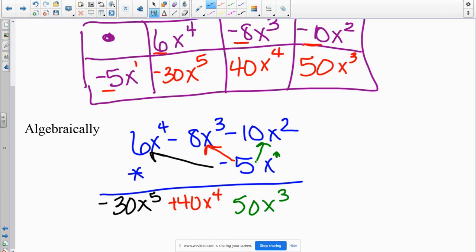Now you got to go back and make sure your signs are on there. So I have negative 30x, this term's a positive 40, and that term was a positive. So just add that positive value in there.